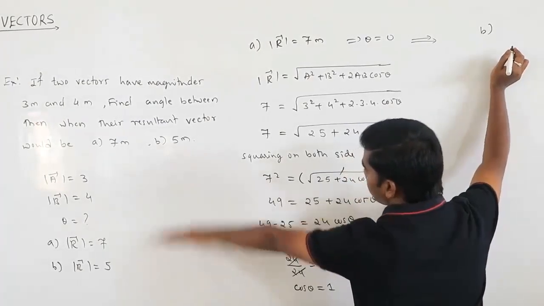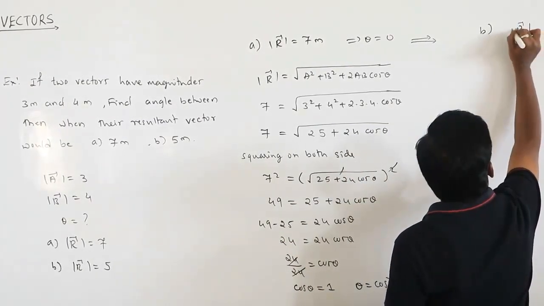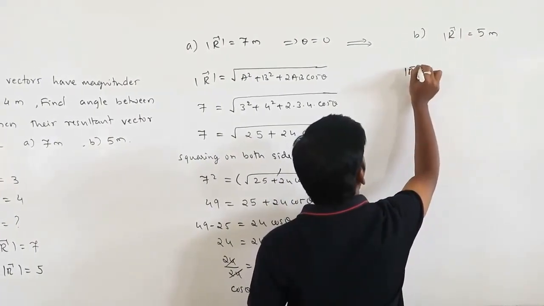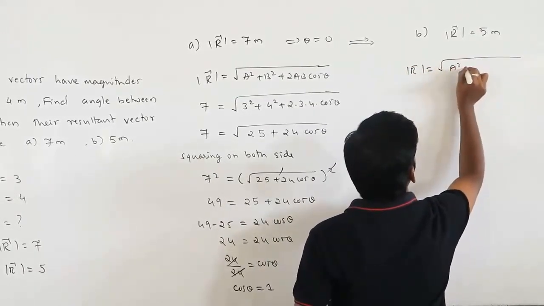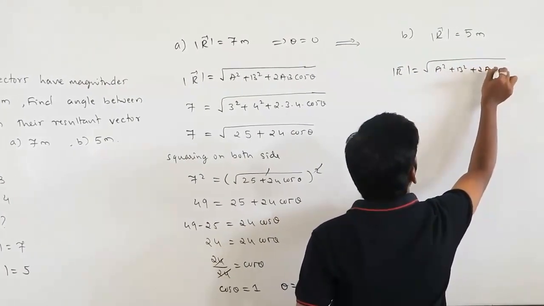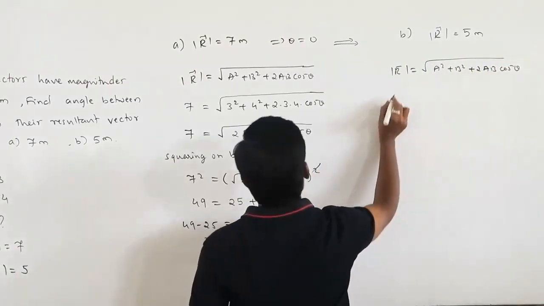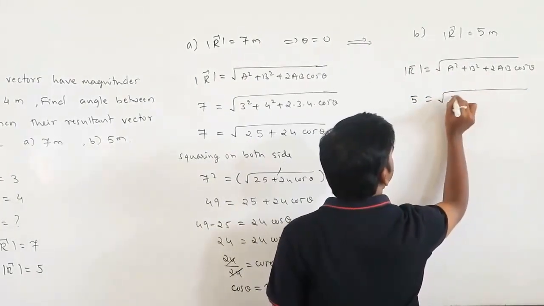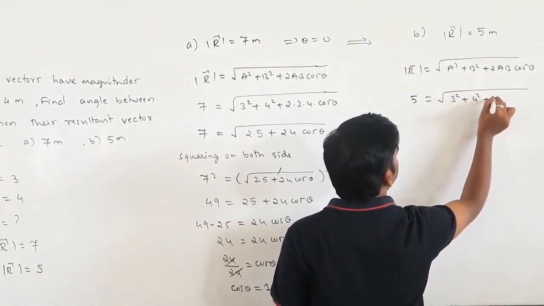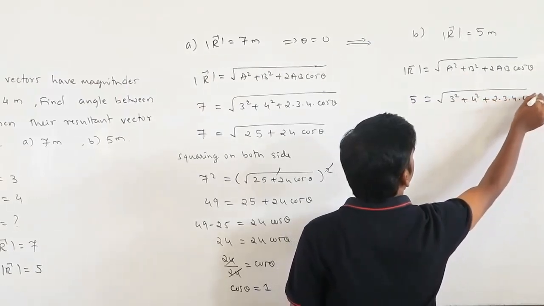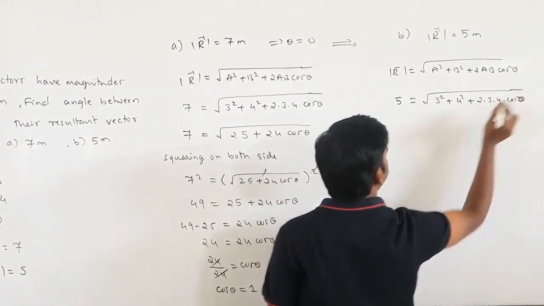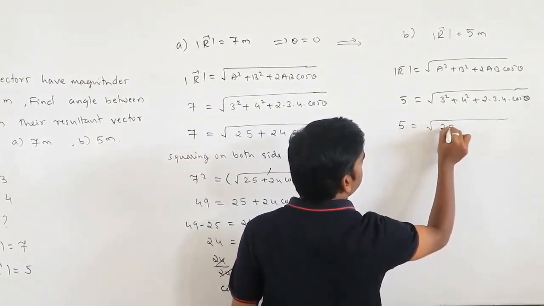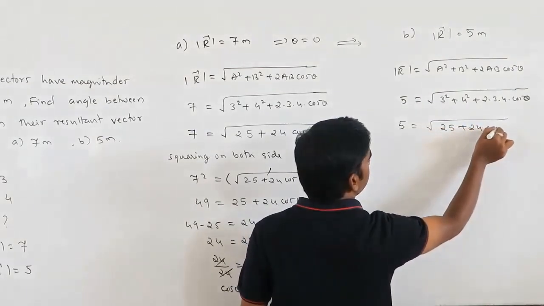So the resultant is 5. Again apply the same thing. Vector R is equal to root of a square plus b square plus 2ab cos theta. R is given as 5 now. So 5 equals root of 3 squared plus 4 squared plus 2 into 3 into 4 cos theta. So 5 equals root of 25 plus 24 cos theta.